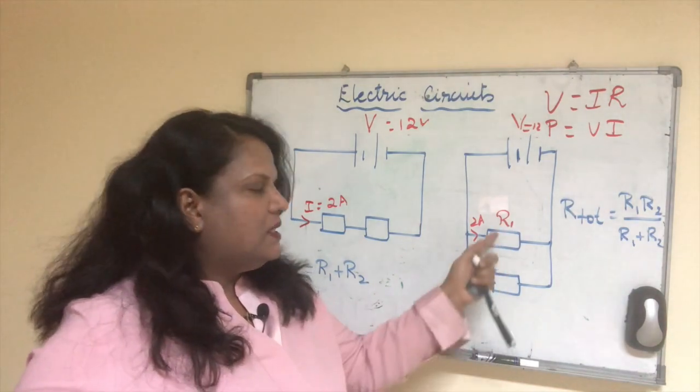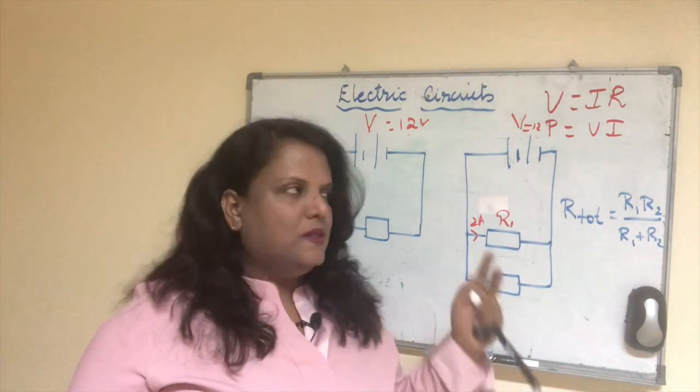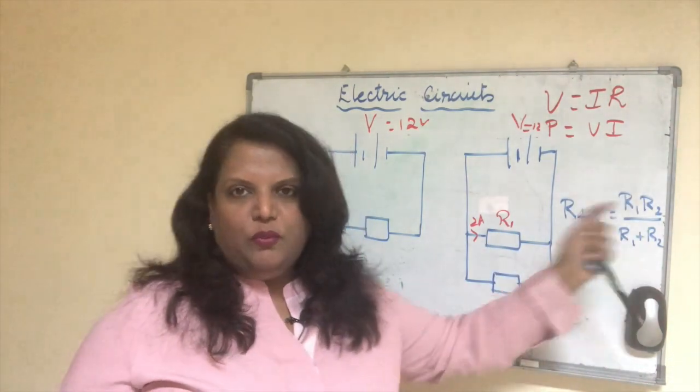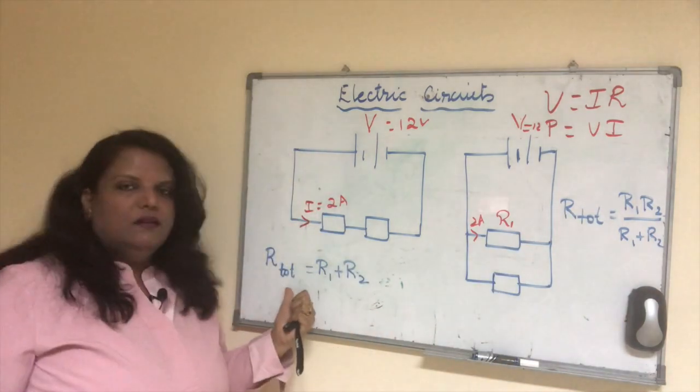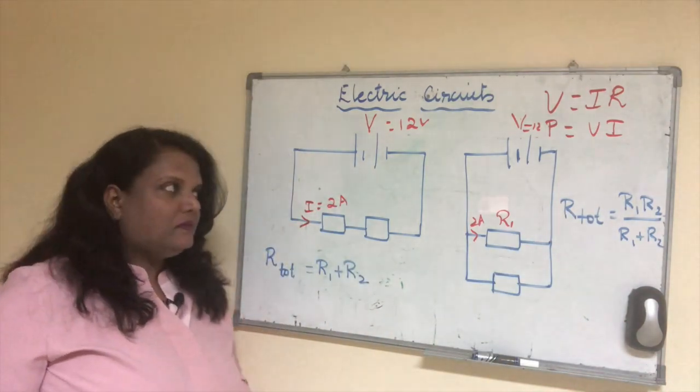So don't mix up, and also remember the formula. If you have 2 resistances and you want to calculate the total resistance in a parallel circuit, this is the formula. I hope you know that. And for a series, this is the formula.